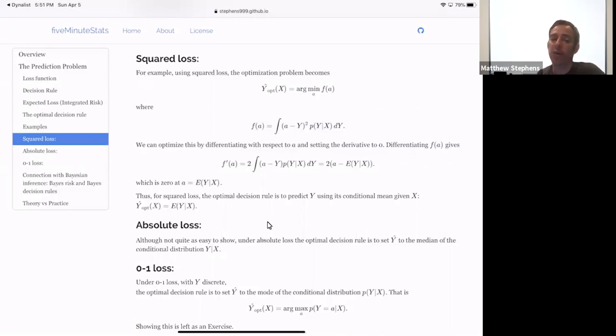On the other hand, if you don't like the Bayesian language, it's the conditional mean. It's the mean of y given x. That's the optimal predictor under squared loss.